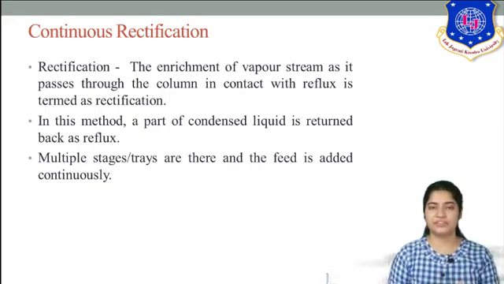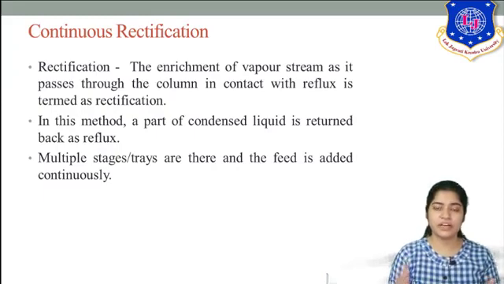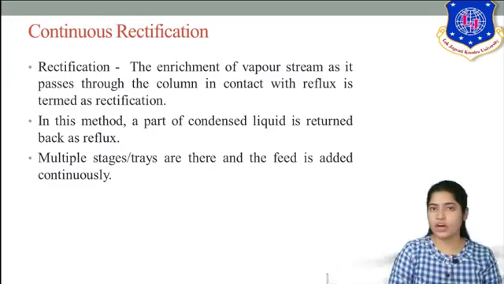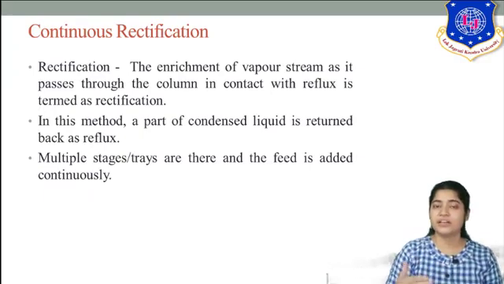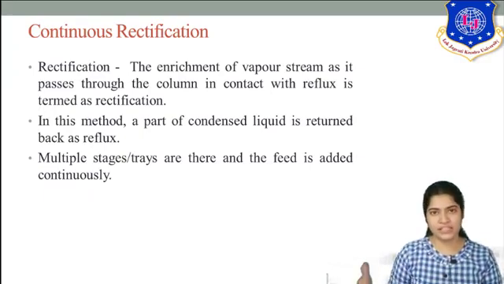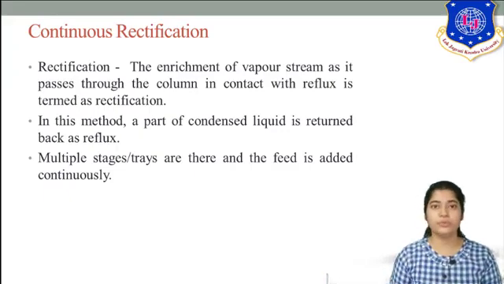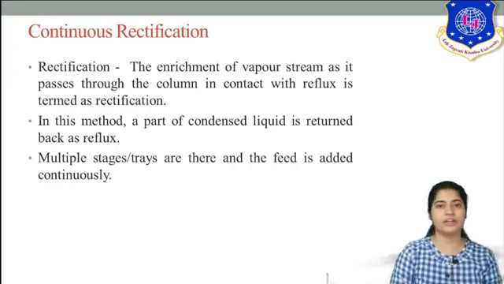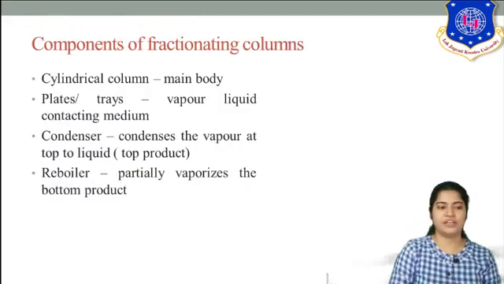So in continuous rectification, you are enriching your vapors by continuously making contact between vapor and liquid. Now how is the liquid making contact with vapor? With the use of reflux. So what is reflux? A part of the condensed liquid is returned back. Your vapors you are taking out from the top, you are condensing them and you are again flowing them back into the column. That is your reflux. Now in this method, multiple stages or trays are used. So this is your continuous rectification.